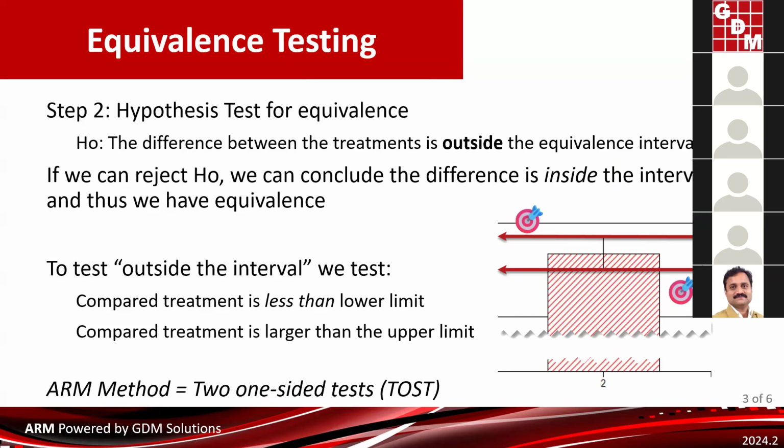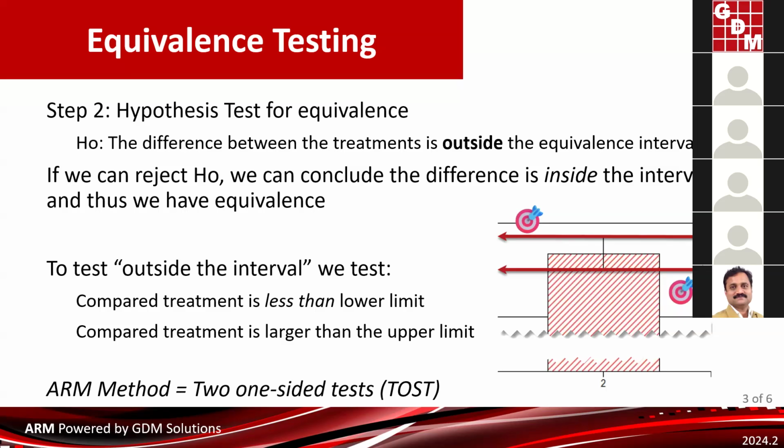Once we have our range, we can perform a hypothesis test for this equivalence. And we would set up the null hypothesis being that the difference between our standard treatment and our product is outside this equivalence interval that we just set up in step 1. And we're hoping that we would reject that null hypothesis, because if we can, that allows us to conclude that the difference is inside the interval, which would mean that they are equivalent, that their performance can't be distinguished from one another.